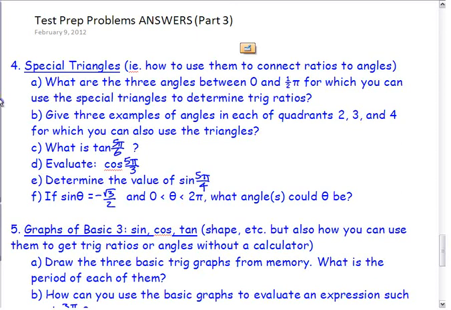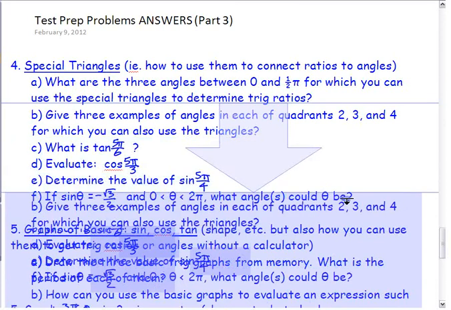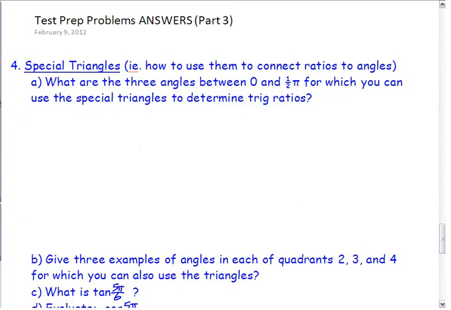Alright, review problems, part 3. Looking at these special triangles, you might remember me saying up front that it would be really helpful to know these two triangles. Again, we're not going to get into how we developed them in the first place, but essentially we have these two triangles here.